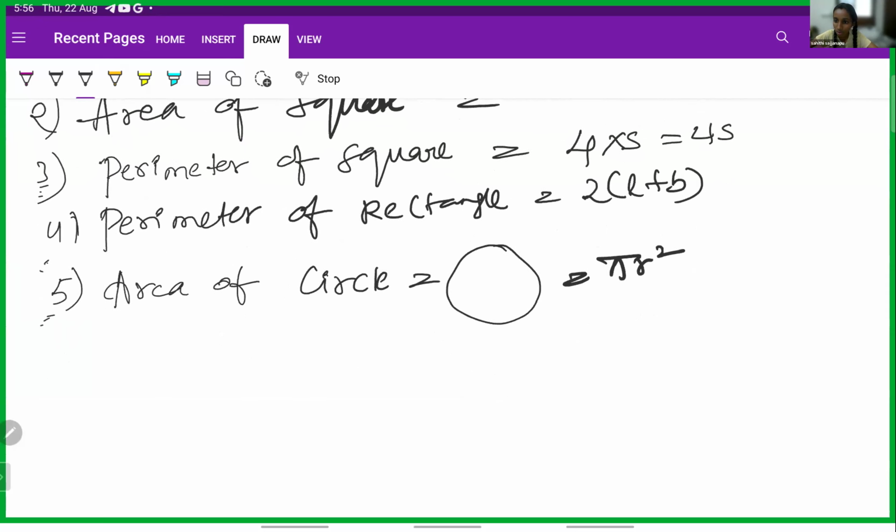Sir, it may even come as 3.14, right, sir? Area of circle, even it might be 3.14. Pi is equal to 3.14, sir. Or 22 by 7.